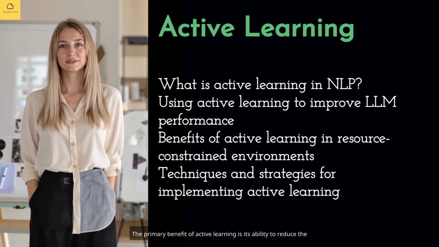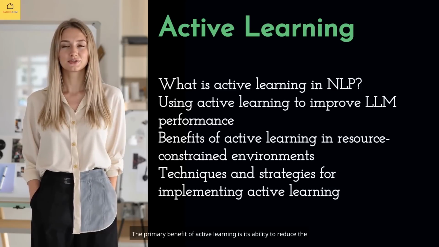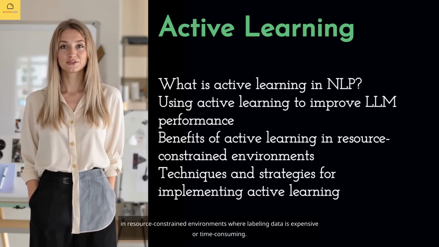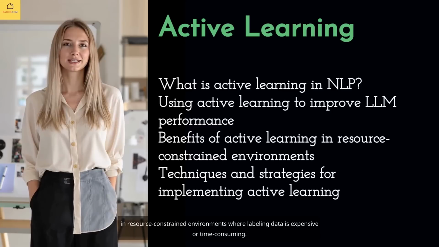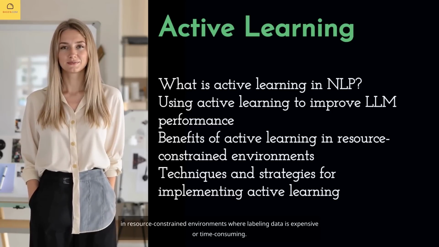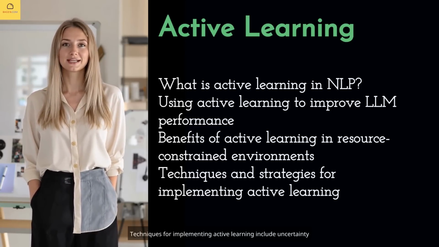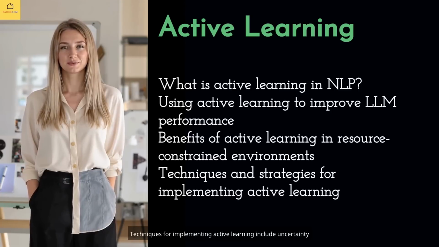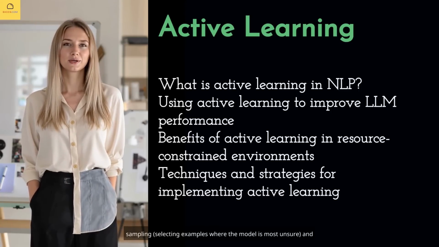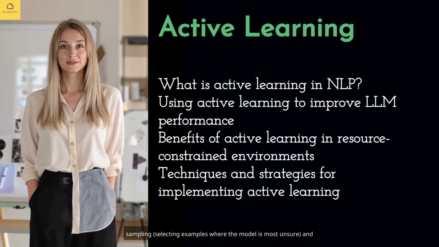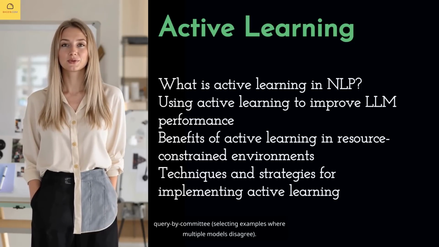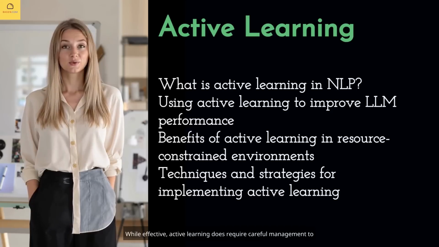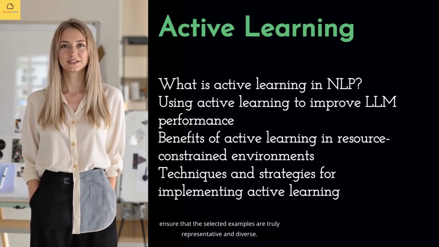The primary benefit of active learning is its ability to reduce the need for large amounts of labeled data, making it especially useful in resource-constrained environments where labeling data is expensive or time-consuming. Techniques for implementing active learning include uncertainty sampling, selecting examples where the model is most unsure, and query by committee, selecting examples where multiple models disagree. While effective, active learning does require careful management to ensure that the selected examples are truly representative and diverse.